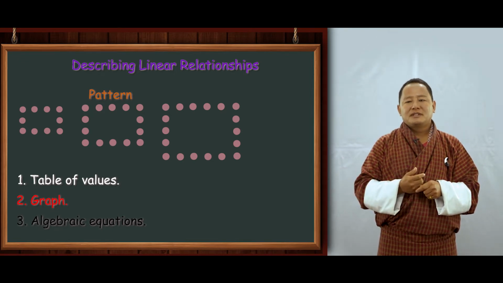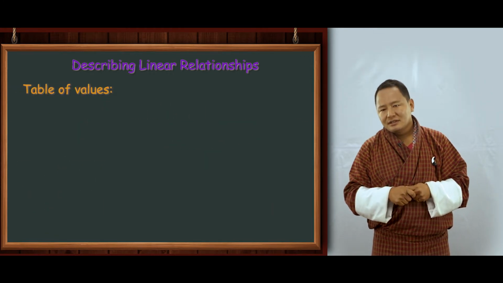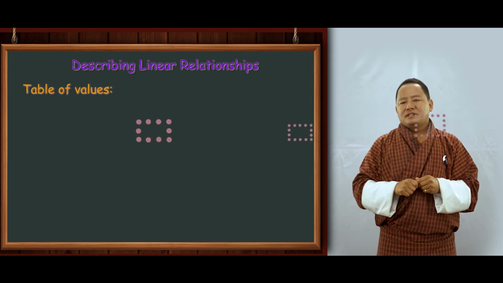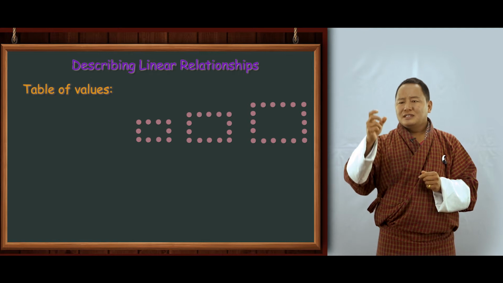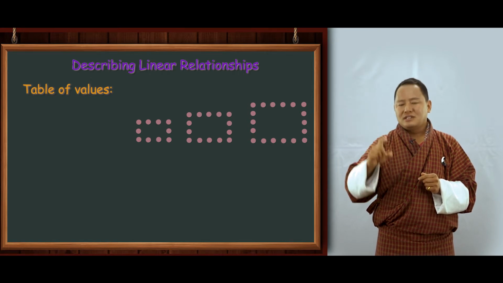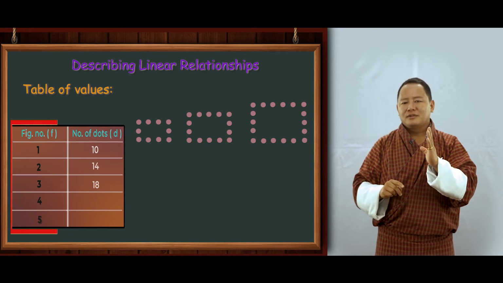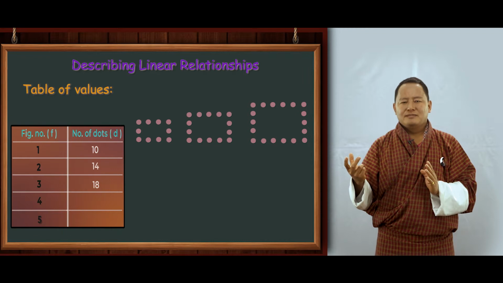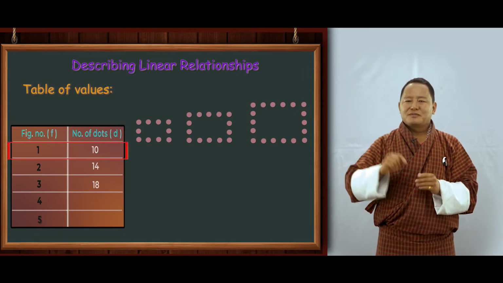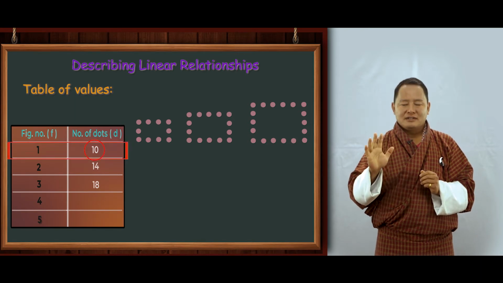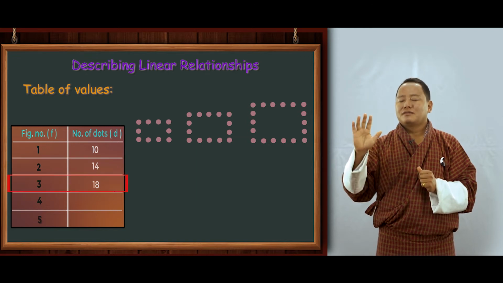Okay, so the first method of describing is called table of values. So let us look at it. Now the three figures are made up of several dots, so these dots have to be represented in the form of a table. The table should have two columns: the first column for figure number, represented by F, and the second column for number of dots, represented by D. For the first figure, if you count the number of dots, I can clearly see there are 10, for figure 2 we have 14, and for figure number 3 we have 18.